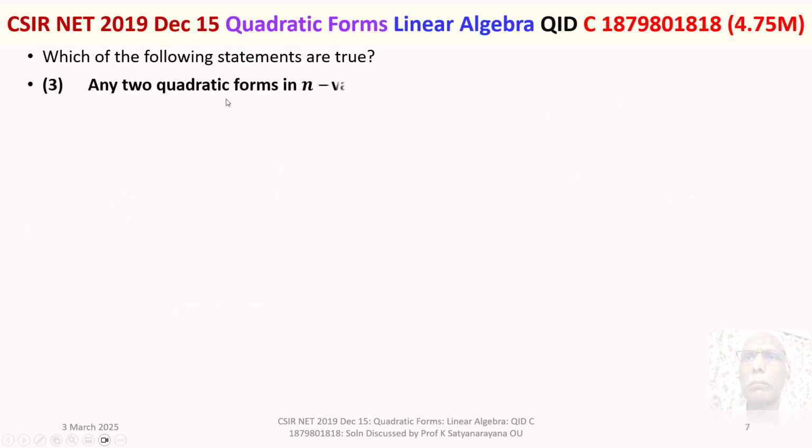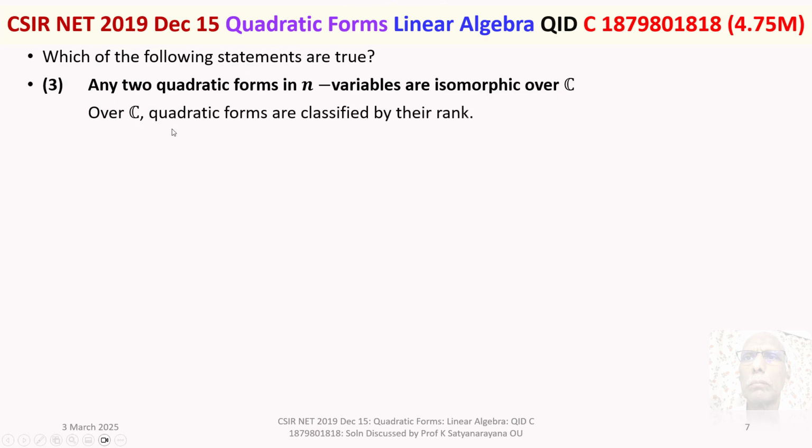Option 3. Any two quadratic forms in n variables are isomorphic over the complex field. Is it so? Just two quadratic forms in the same number of variables over C, are they isomorphic? No, they should have the same rank. So if you take two quadratic forms in the same number of variables having different ranks, they will not be isomorphic. Over C, quadratic forms are classified by their rank.